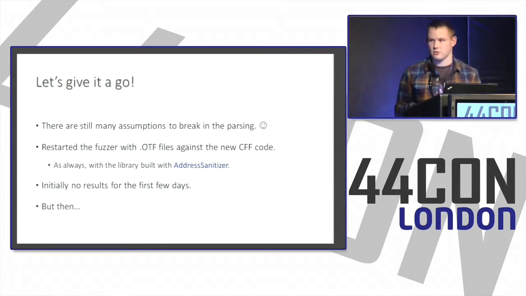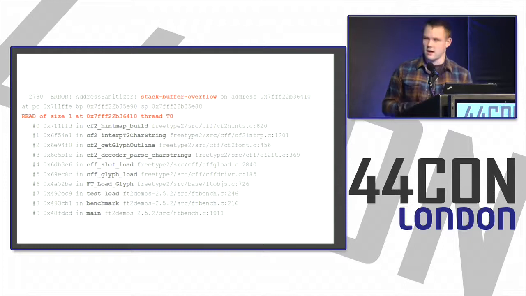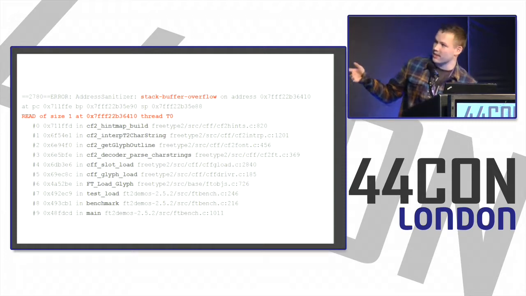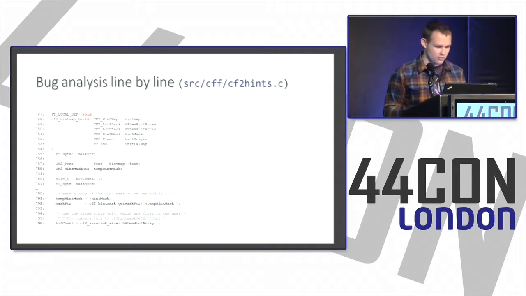obviously compiling my harness with AddressSanitizer, and I didn't have any results for a few days. But then I actually encountered a very interesting crash. This is the log from AddressSanitizer, and it says that there's a stack buffer overflow condition, overreading 1 byte. And you can see in the stack trace that there are functions like CF2_interpT2CharString, for example. So this obviously is related somehow to parsing charstrings.